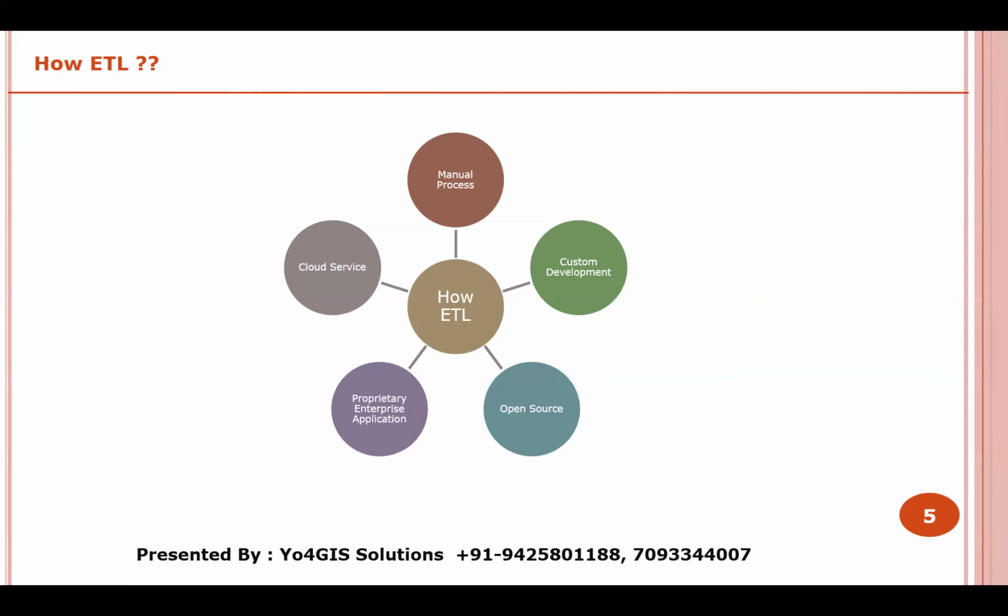After that, we have the proprietary enterprise application. When we come to the proprietary enterprise application, there is a very well-known name which everyone knows, that is FME. FME is the name of the software, like ArcGIS, and the company name is Safe Software. So this is the main software that most of the companies are using.